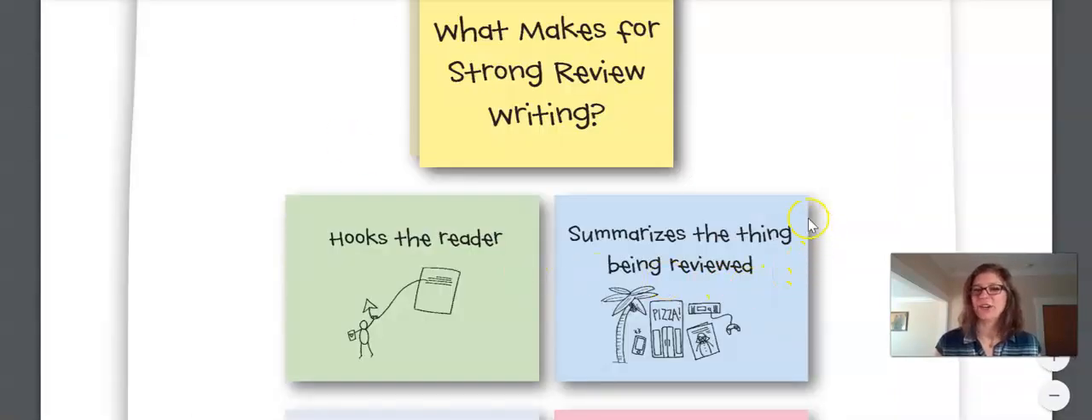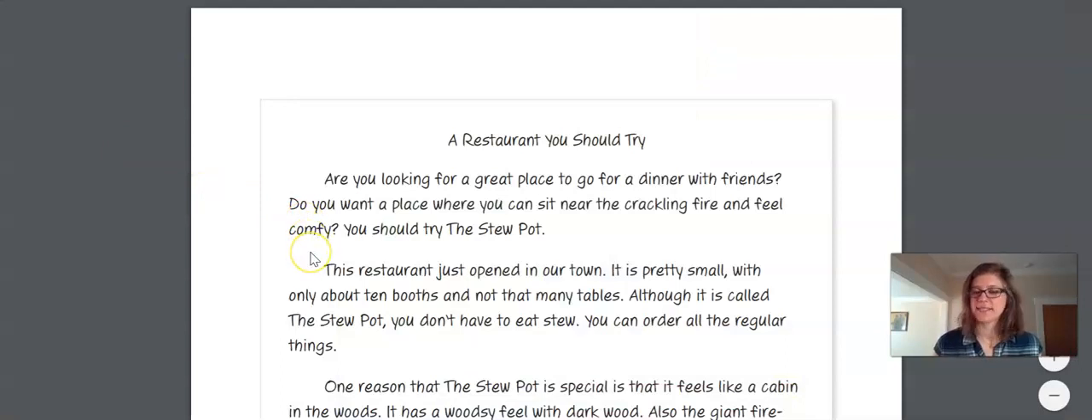Now, what else do we do in review writing? Well, a review writer summarizes the thing being reviewed. Now, when we look at our example text, we can see the second paragraph down is where the writer did this. This restaurant just opened in our town. It is pretty small, with only about 10 booths and not that many tables. Although it is called the Stew Pot, you don't have to eat stew. You can order all the regular things. So I get a picture in my head of what the Stew Pot is like, where it is, and what I can expect from the place.